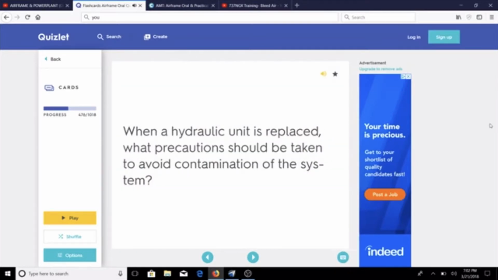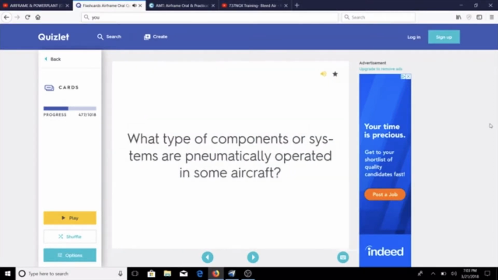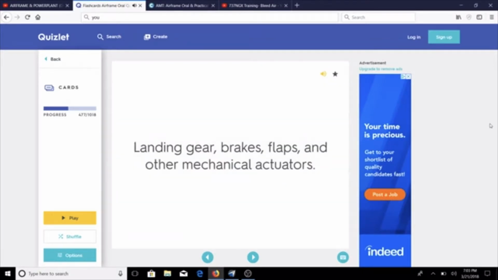When a hydraulic unit is replaced, what precautions should be taken to avoid contamination of the system? All lines should be capped or plugged immediately after they are disconnected. What type of components or systems are pneumatically operated in some aircraft? Landing gear, brakes, flaps, and other mechanical actuators.